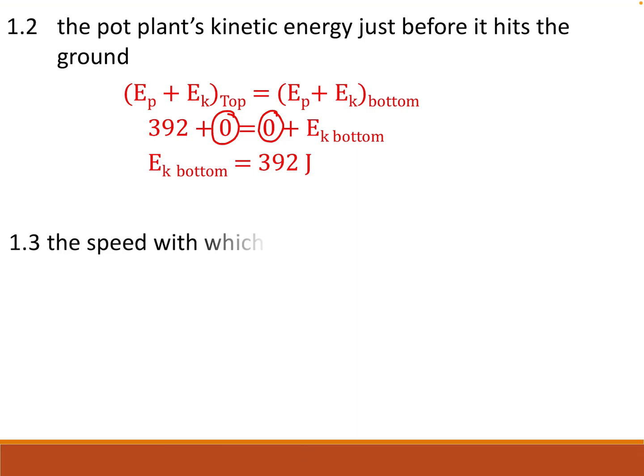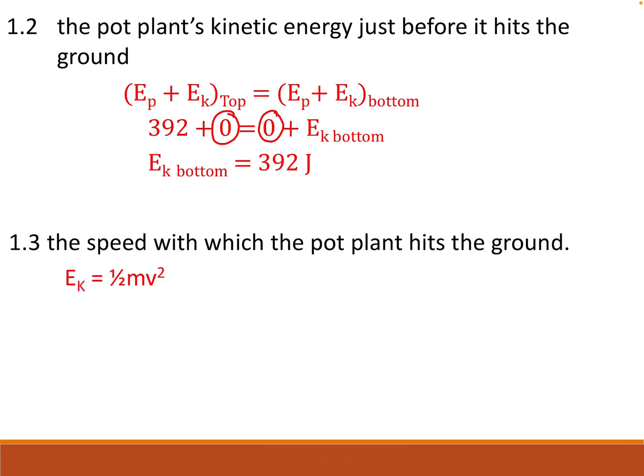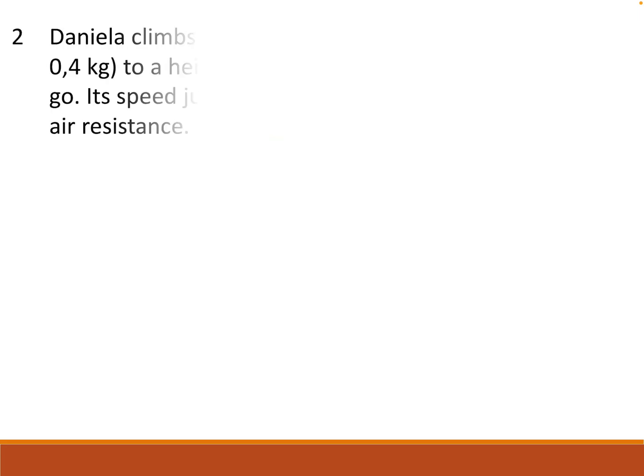Right? Because now they want the speed at which it hits the ground. I know the kinetic energy with which it hits the ground. So I know it's 392, and it's a half times 2 times v squared, which means 392 equals v squared. So I've got to square root that, which is 19.8 meters per second. Very nice. It's nice and easy, okay?